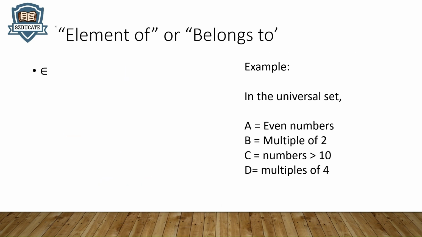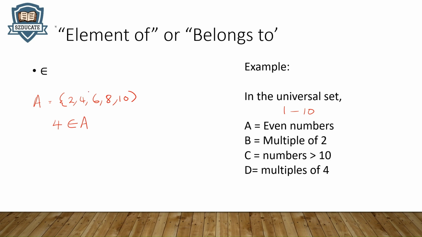Okay, next. This. It means belong to or element of. So for example, let's just try again the universal set 1 to 10. A. What is the element of A? Right, we write this way. So there's 2, 4, 6, 8, 10. So how to use this? We can say that 4 is an element of A. That's how you use it.